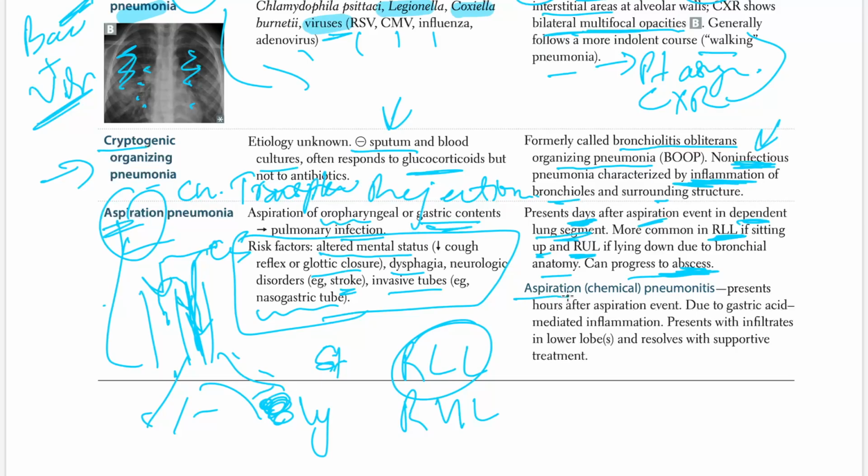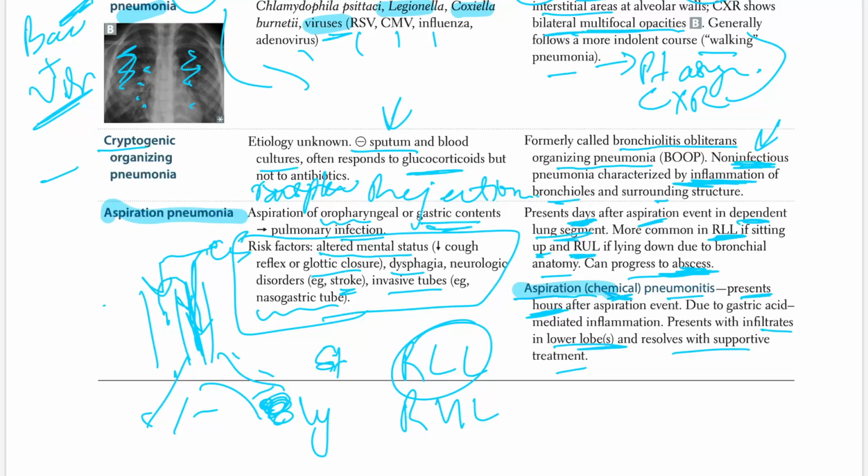The next is aspiration chemical pneumonitis. This is basically where you aspirated a chemical causing pneumonitis, inflammation. It presents hours after the aspiration event due to gastric acid mediated inflammation, with infiltrates in the lower lobe, and is resolved with supportive treatment. So what is the difference between aspiration pneumonia and aspiration of a chemical substance? It's about the presentation, and second, where they go. Aspiration pneumonia presents days after the aspiration, while if you aspirate a chemical, it presents right away, hours after the aspiration event, and it's going to be more in the lower lobes.